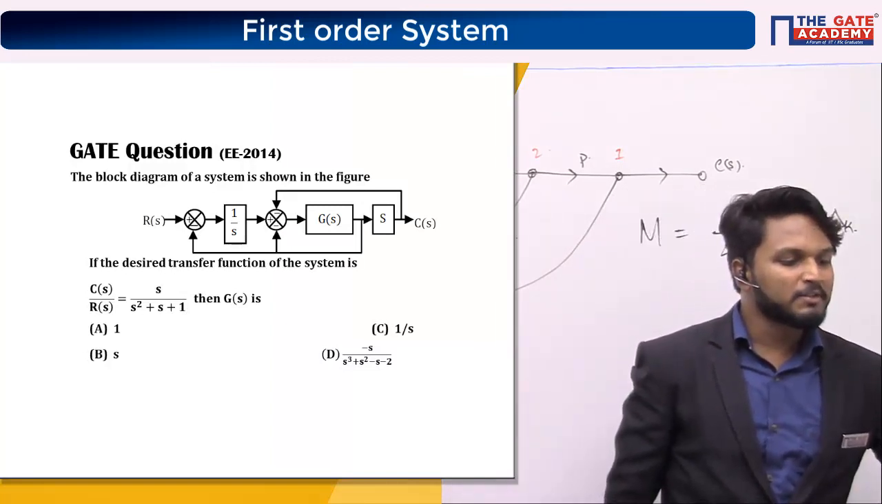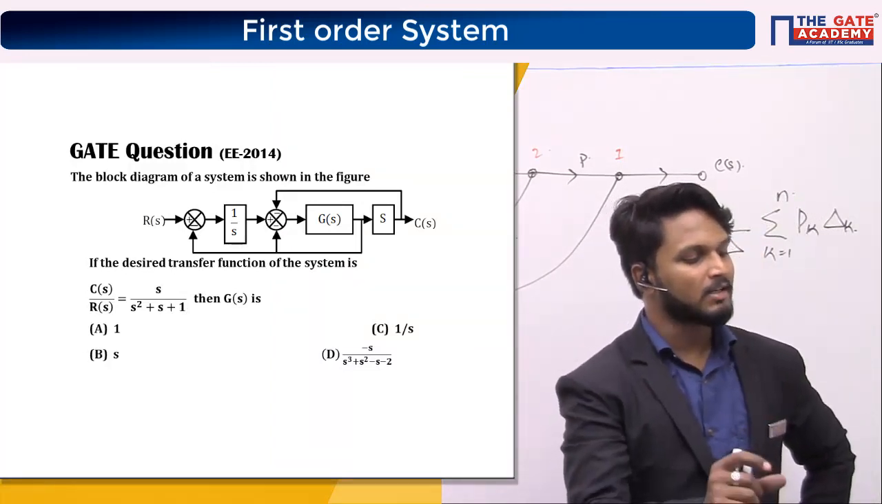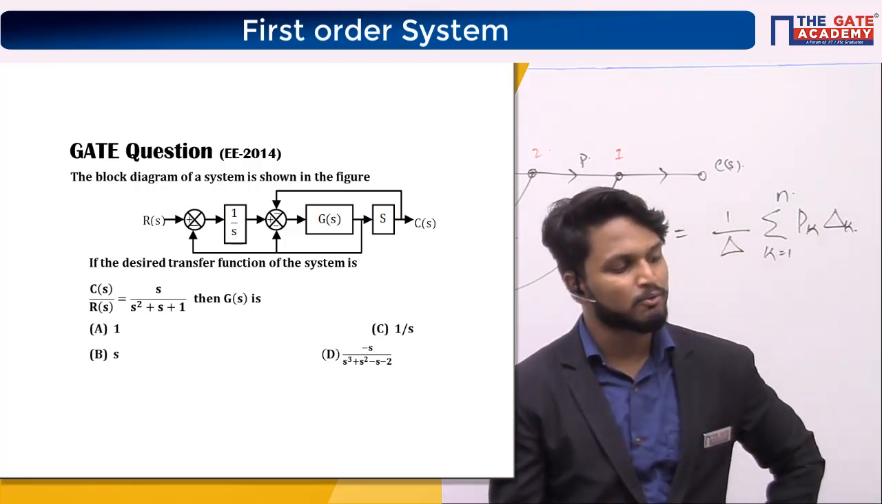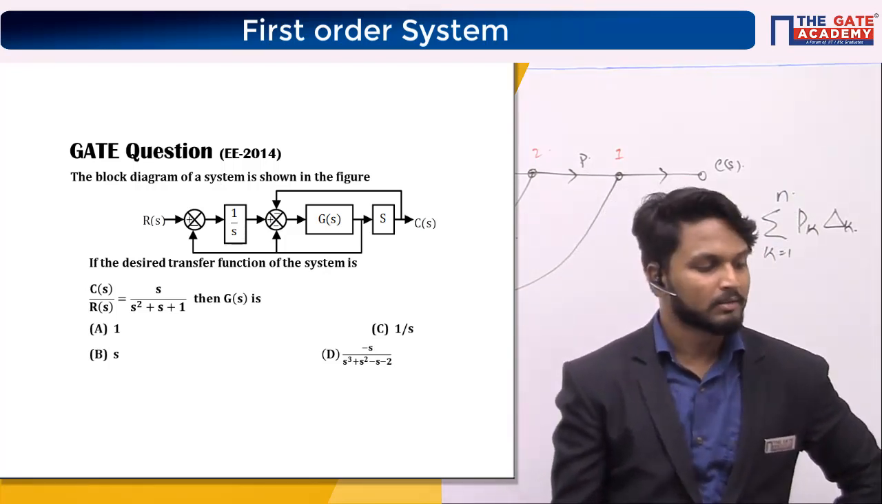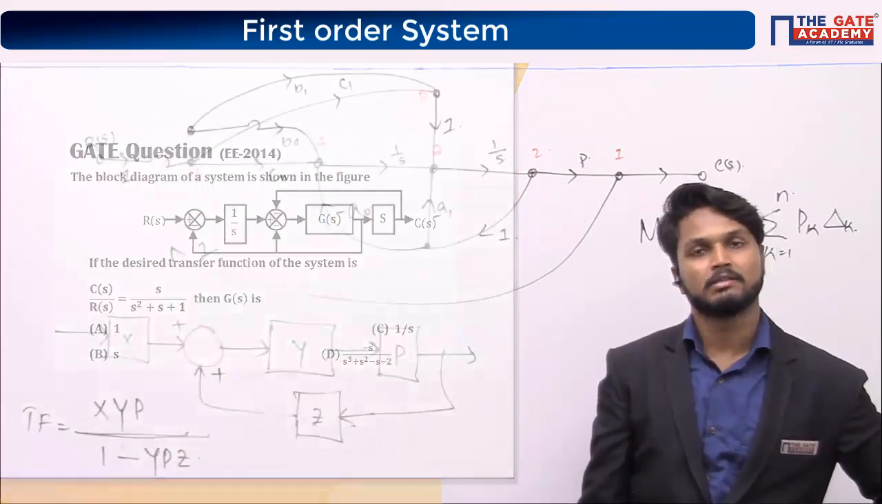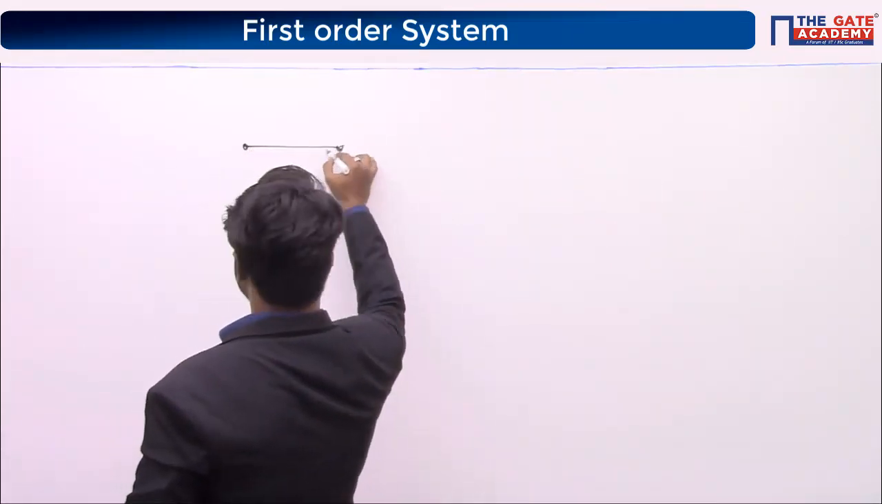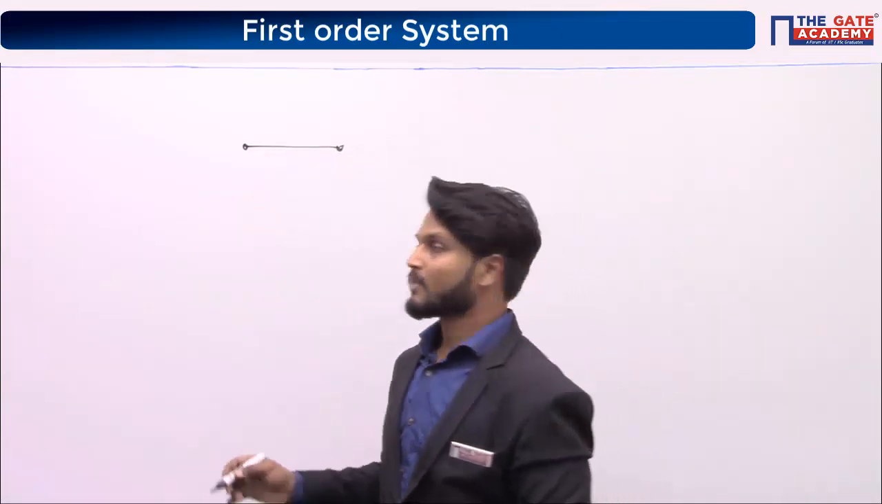The block diagram of a system is shown in the figure. If the desired transfer function of the system is C of s upon R of s is equal to s by s square plus s plus 1, then G of s is. So let us proceed with the question. The question is given like this. So we'll directly convert this into a signal flow graph, right?